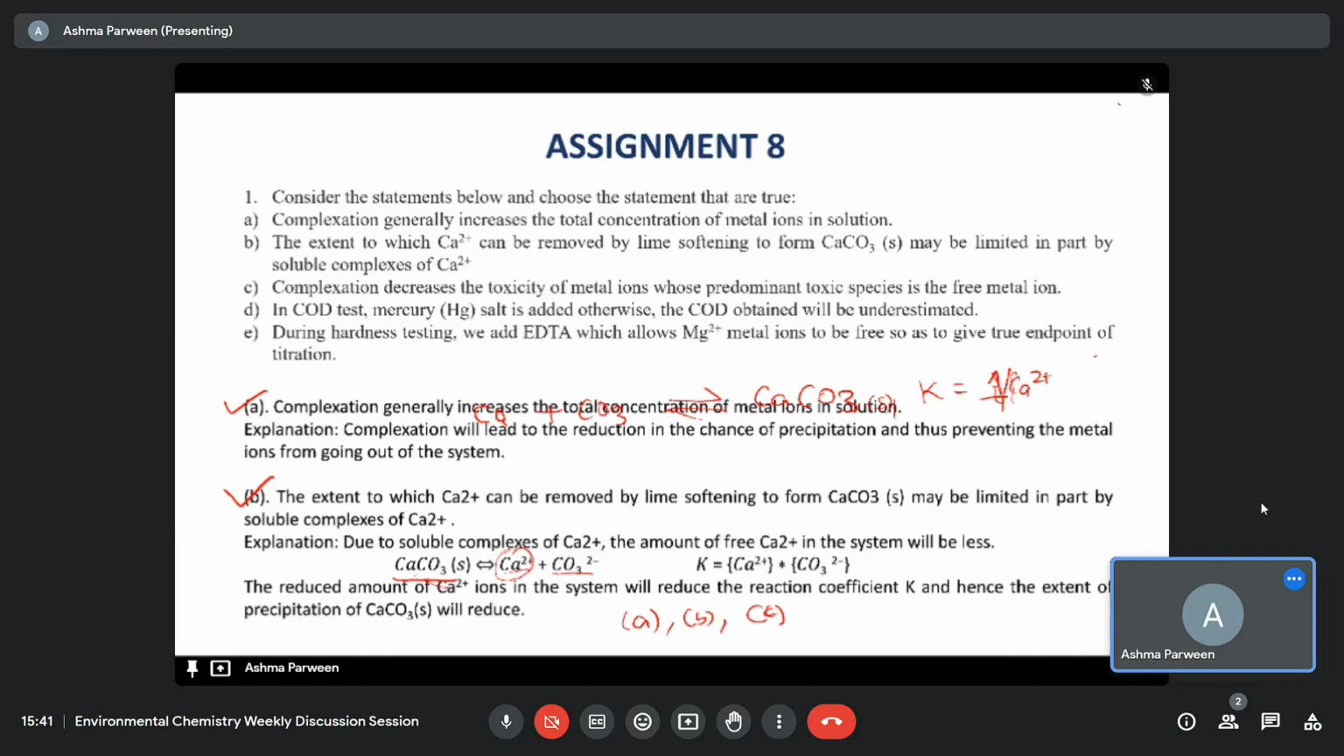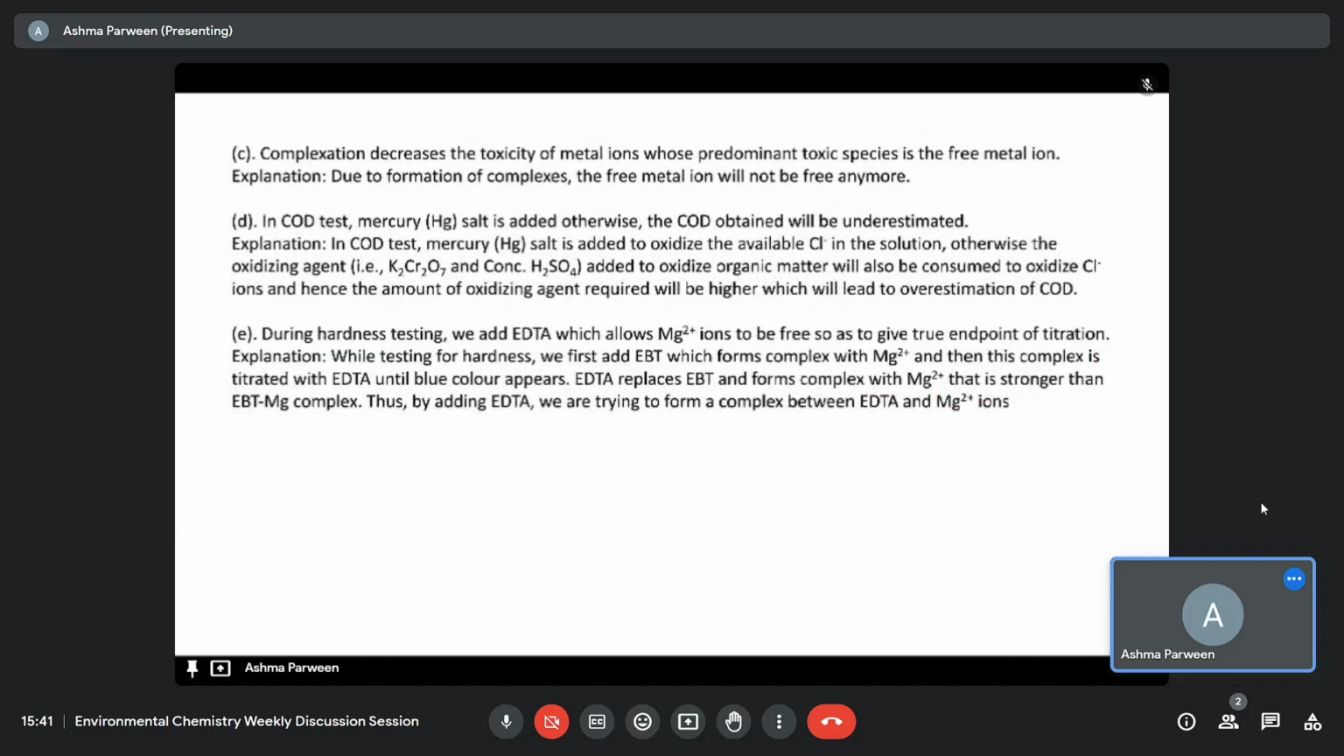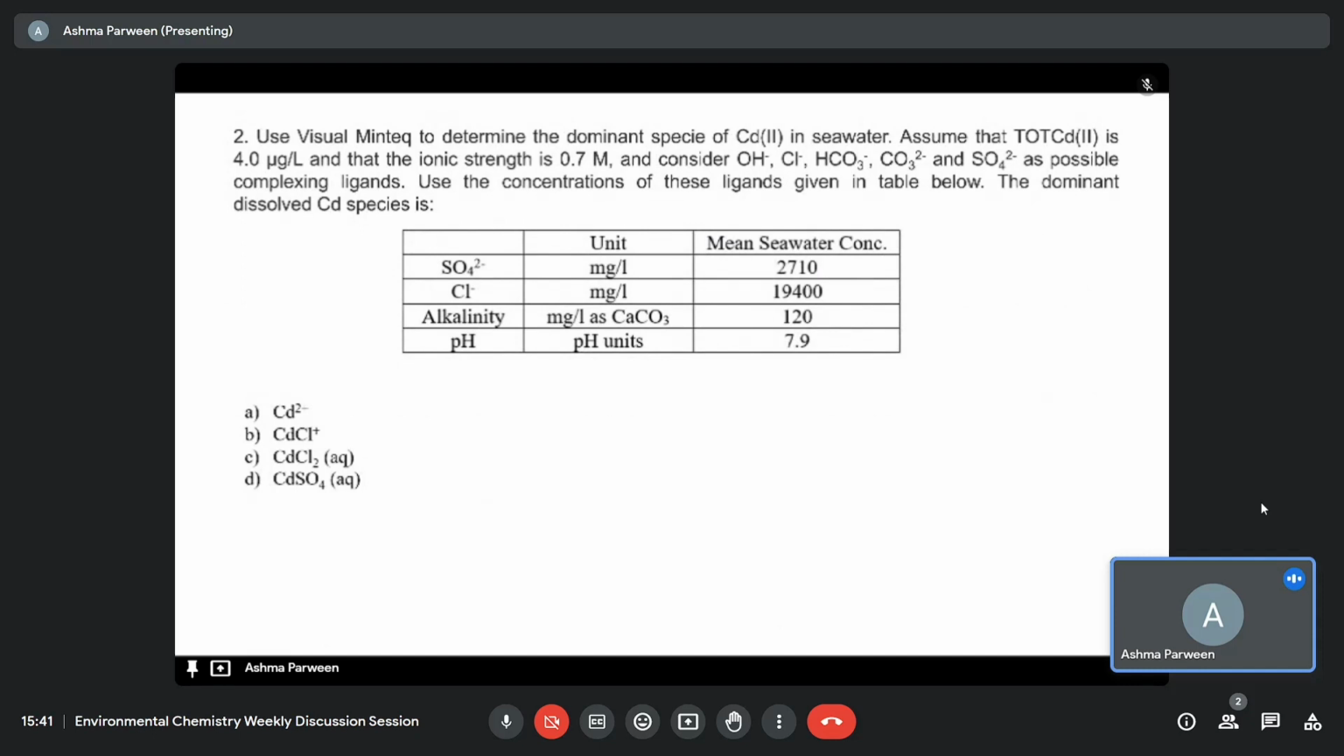So let's move to the next question. Here is the explanation. We have to solve this in Visual MINTEQ. Use Visual MINTEQ to determine the dominant species of cadmium in seawater. Assume that total cadmium is 4 micrograms per liter and the ionic strength is 0.7 molar, and consider these species as possible complexing ligands. Use the concentrations of these ligands given in the table below. The dominant dissolved cadmium species is, so 4 options are given, out of which we have to find out which is the dominant dissolved cadmium species.